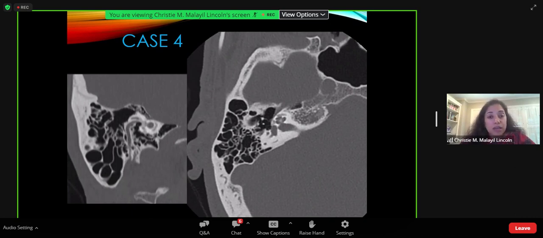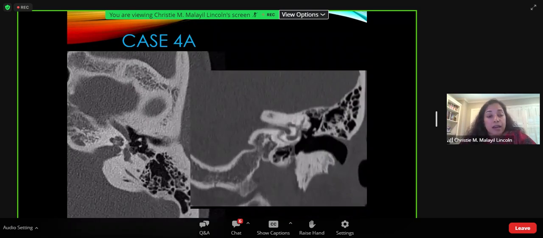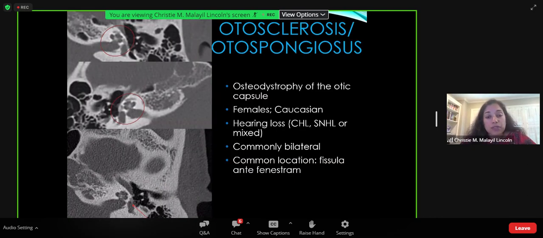So here are more images showing you the same. You can see that it's around the cochlea. The red arrows indicate that the lucency is around the cochlea. And then here are some more images. Here's a different patient where it's anterior. The image on the left shows the lucency anterior to the crura of the stapes, so that's in the fissula ante fenestram. And this is the other image of that same patient, where it's in the fissula ante fenestram. But you can also see that there's still some lucency around the cochlea. So this is actually a diagnosis of otospongiosis.